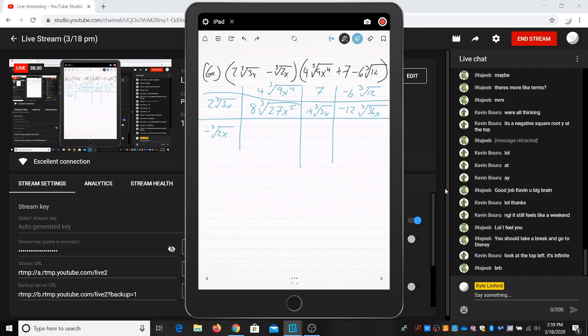We have negative cube root 2x, and we have to multiply by the 4 cube root 9x to the 4th. So let's do that. The negative and the 4 make negative 4, and then we have the cube root of 9 and 2 make 18, x to the 5th. Negative and the 7 makes negative 7, and then we have the cube root of 2x. And then the double negatives make a positive 6, and the cube root of 24x. That's a terrible 4, but whatever.